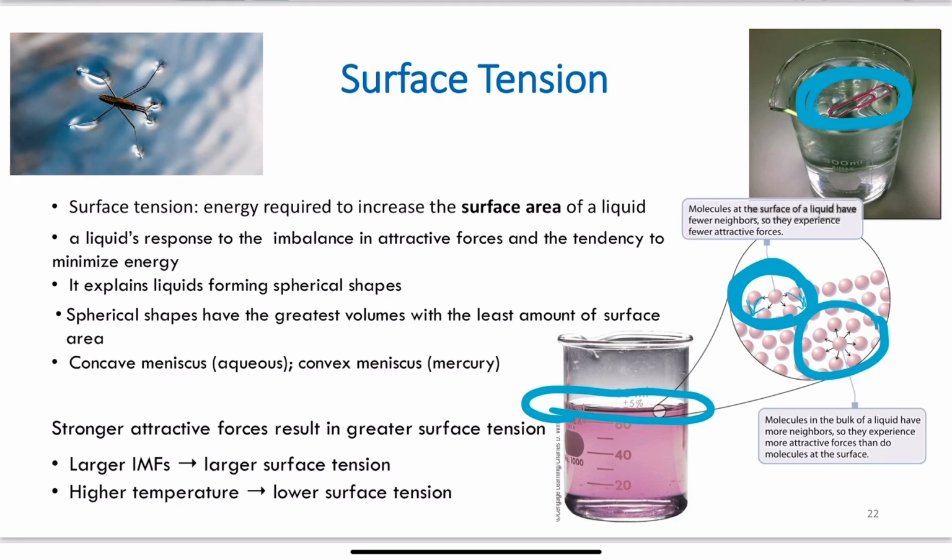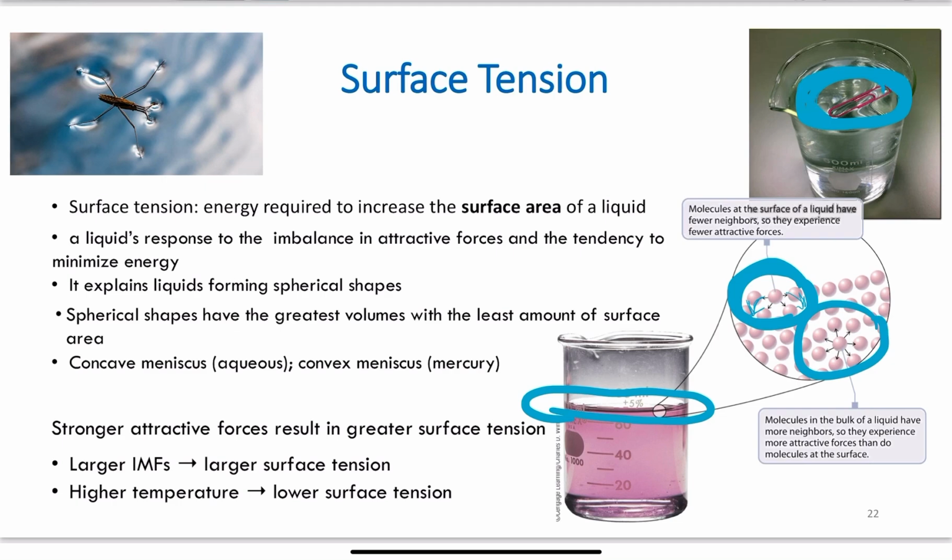Generally speaking, the stronger the intermolecular forces you have, the greater the surface tension. So why? Because if I have stronger IMFs, it means they really want to be bonded to each other. They really want to hang out together. That's going to increase the surface tension and allow something to float on top.